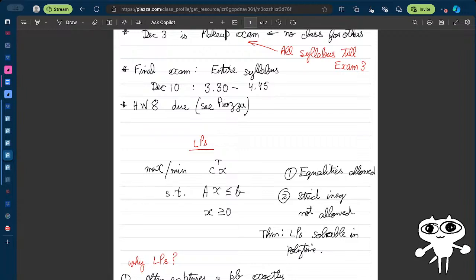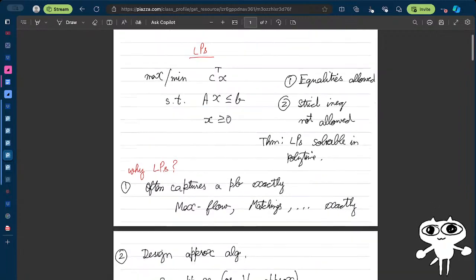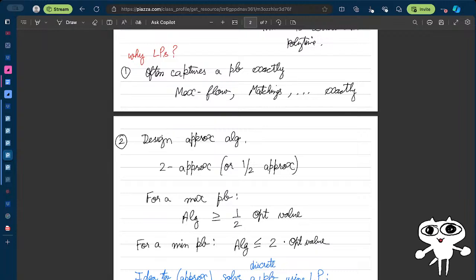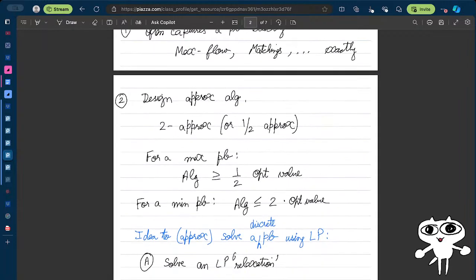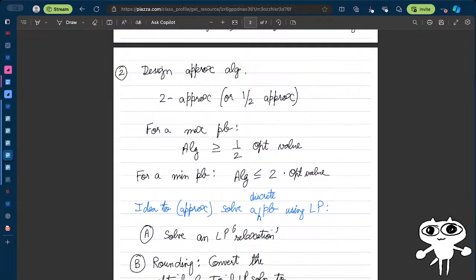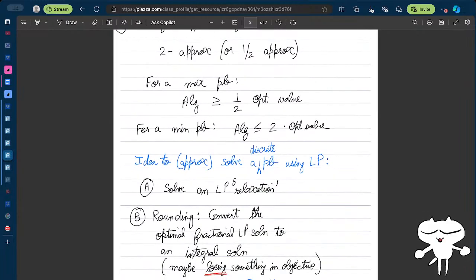There's a theorem that says LPs are solvable in polynomial time. Okay. It captures the problem exactly. Design an approximate algorithm. So we can do a 2-approximation or some approximation. For a max problem, the algorithm will be greater than half of the optimal value. Sure. For a min problem, the algorithm will be okay. Sure.